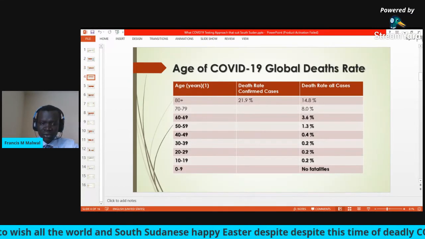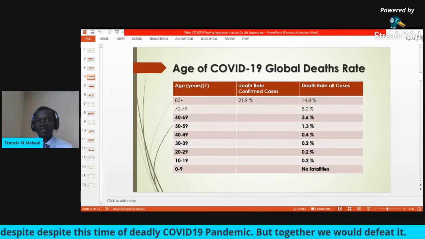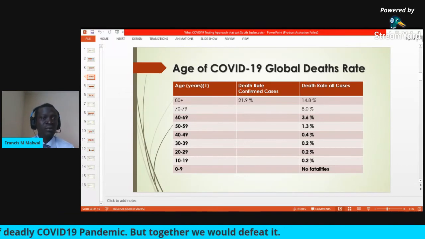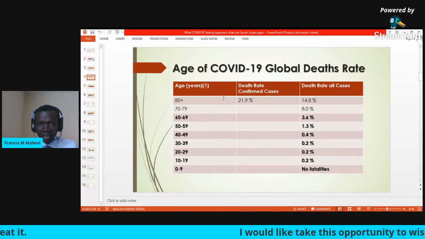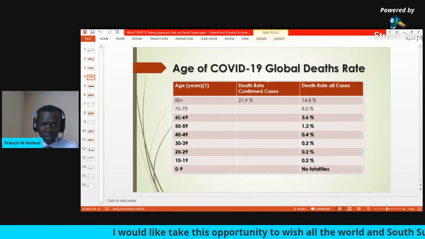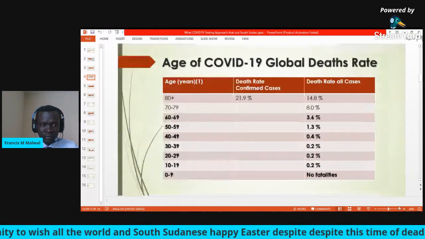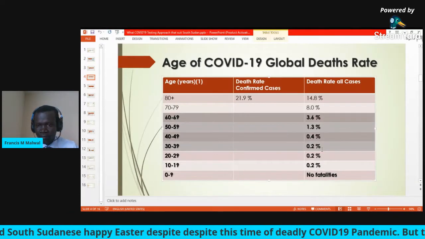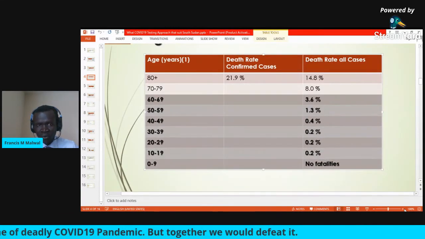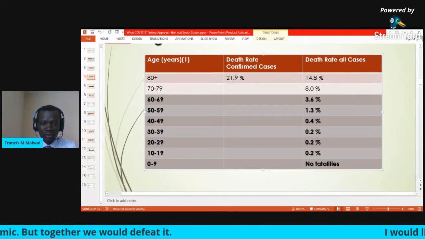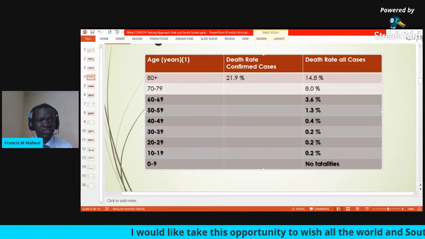The other thing that we need to look at is the age distribution of COVID-19. This is the global death rate. The fatality of the cases is different from age to age, and that can give us some clue on how we can plan based on our demography back home. I hope that the numbers are clear.